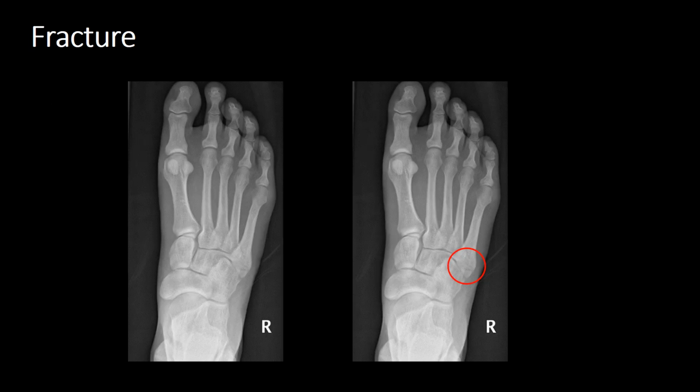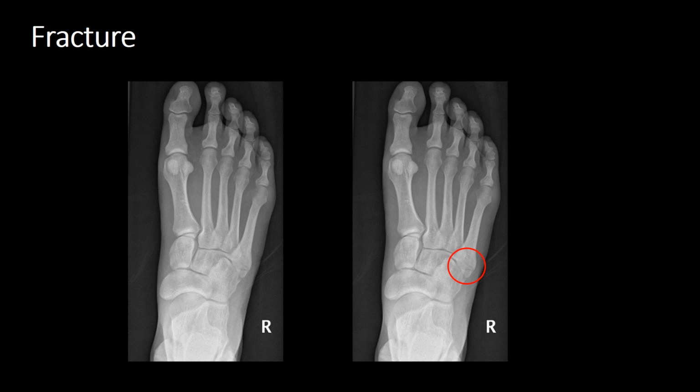Fractures to the base of the fifth metatarsal are incredibly common, and they're usually caused by an inversion injury. They're actually a form of avulsion fracture, as the peroneus brevis tendon inserts at the base of the fifth metatarsal.